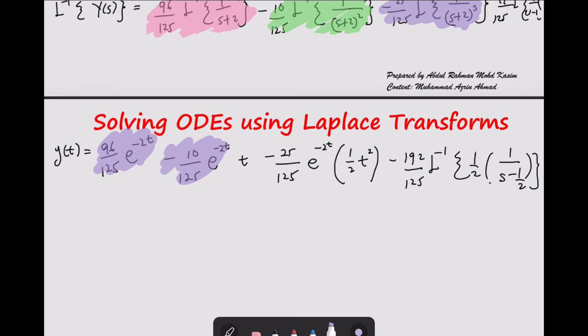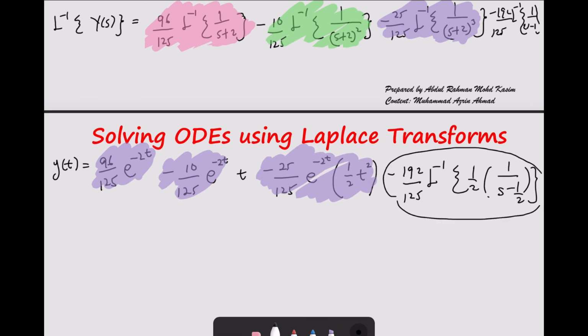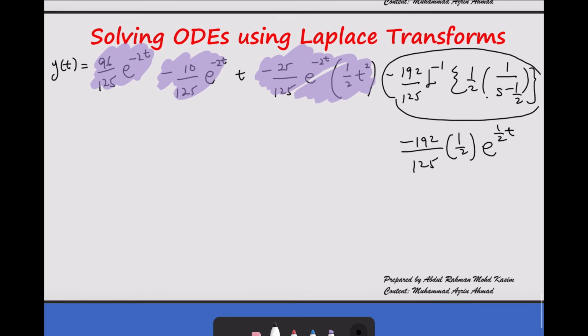So this one you will have negative 25 over 1 to 5, and then you need to inverse for this one. You will have exponent negative 2t over here, so should be n factorial over here. N factorial is 2, so 1 over 2, then you will have t power of 2. So this one also correct. But for this one you need to be careful. You will have negative 1 over 2 over 1 to 5, and also 1 over 2, and then exponent 1 over 2t. Look at here, you may simplify this one. So this one become 96.